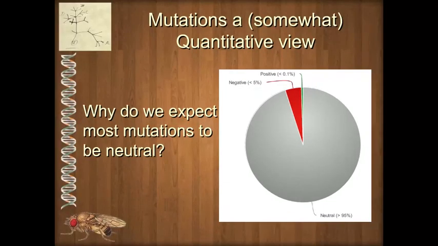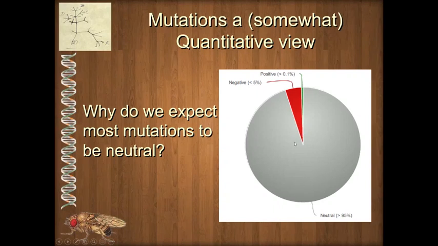So what I'd like you to do, and we'll come back in the third lecture of this series, the third lecture on neutral theory, and I'll give you the answer to this, but maybe you could figure it out. This pie chart is just mutations. This is what happens when we have mutations. 95% or more are going to be neutral, 5% are going to be negative, and then this tiny sliver are going to be positive. But what would this pie chart look like if we added in natural selection and genetic drift? So think about that.